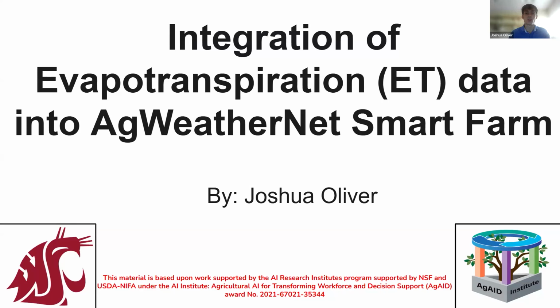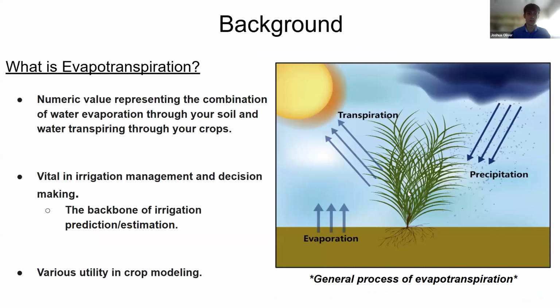And my project this summer was on the integration of evapotranspiration, or ET data, into the AgWeatherNet Smart Farm. A little bit of background, evapotranspiration data is a numeric value that represents the combination of water that's both evaporating through your soil as well as water that's transpiring through your crops. So in simple terms, it's a direct estimate of how much water is leaving your field.